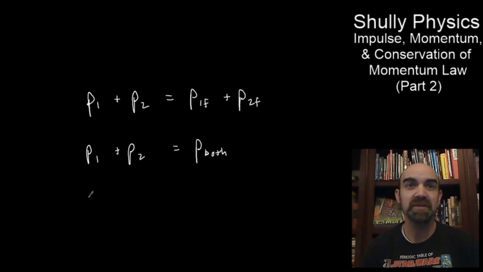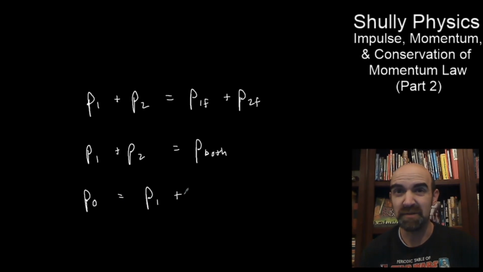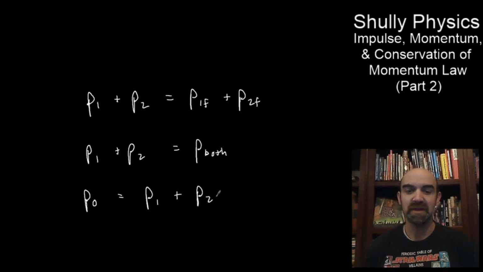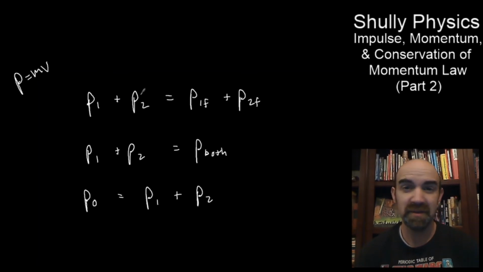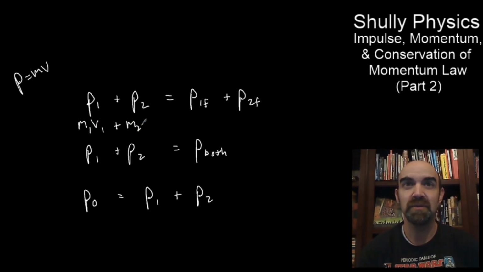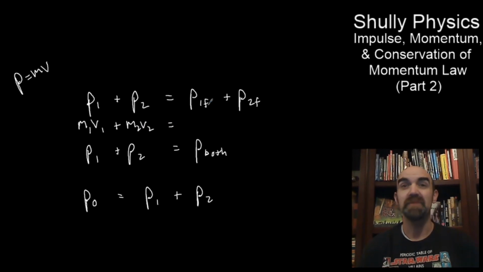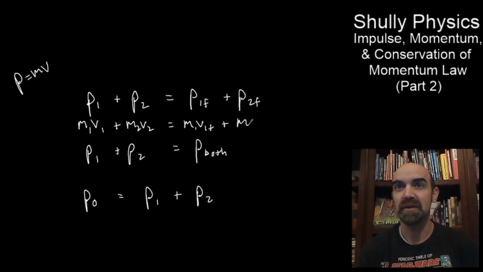And finally, we might have an explosion. We might have a momentum of some object equals the momentum of its first piece plus the momentum of its second piece. Now, conceptually, once you have that in your head, then it's as easy as substituting mv for the rest of it, and you just keep the subscripts going right. P1 turns into m1 v1. P2 turns into m2 v2. P1 final is m1 v1 final. P2 final is m2 v2 final.